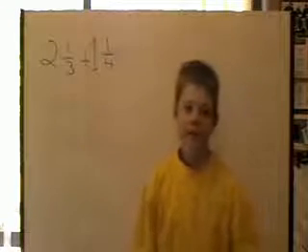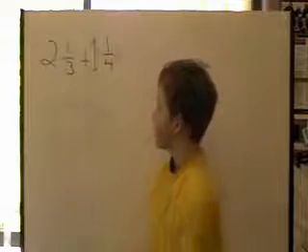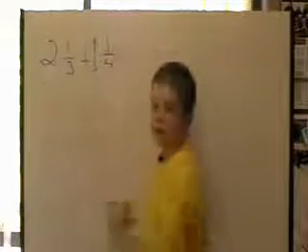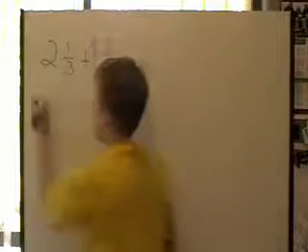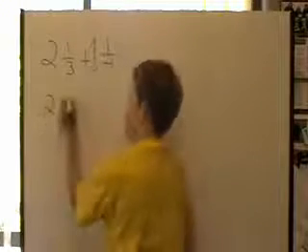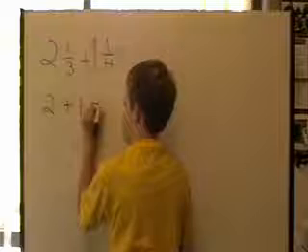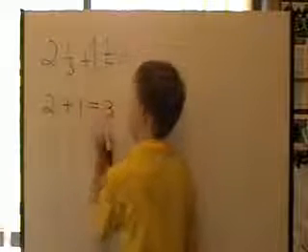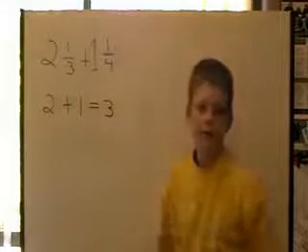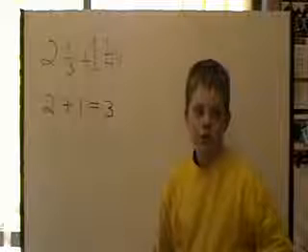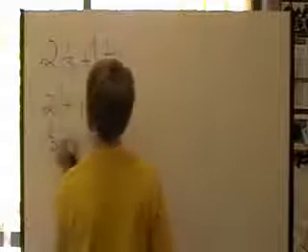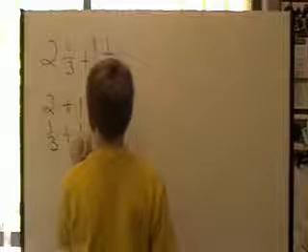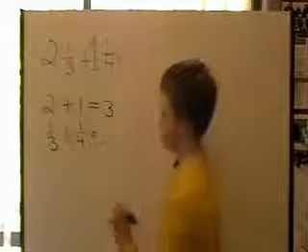Okay, now we're going to do the other way. In my view, it was easier. We just have to add the whole numbers together and then the fractions together. So, 2 plus 1 equals 3. And now we have to do the fractions. 1/3 plus 1/4 equals, so we have to find a common denominator, which is 12.